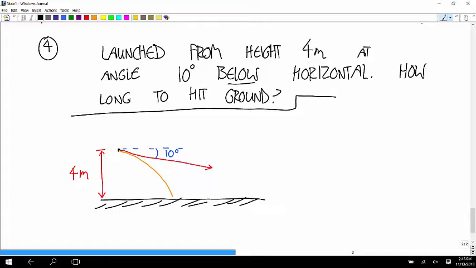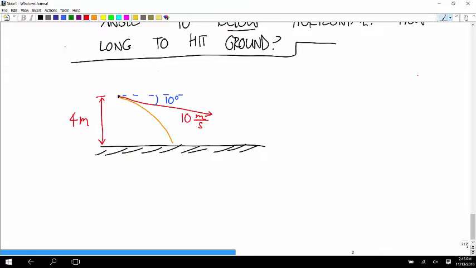Also, given for part A, for the main part of this problem, the speed at launch is 10 meters per second. Okay, so that initial velocity vector is 10 meters per second. And we want to know that elapsed time. Okay, so the coordinate system is going to be, I'm going to put it on the ground right underneath where it's launched from.